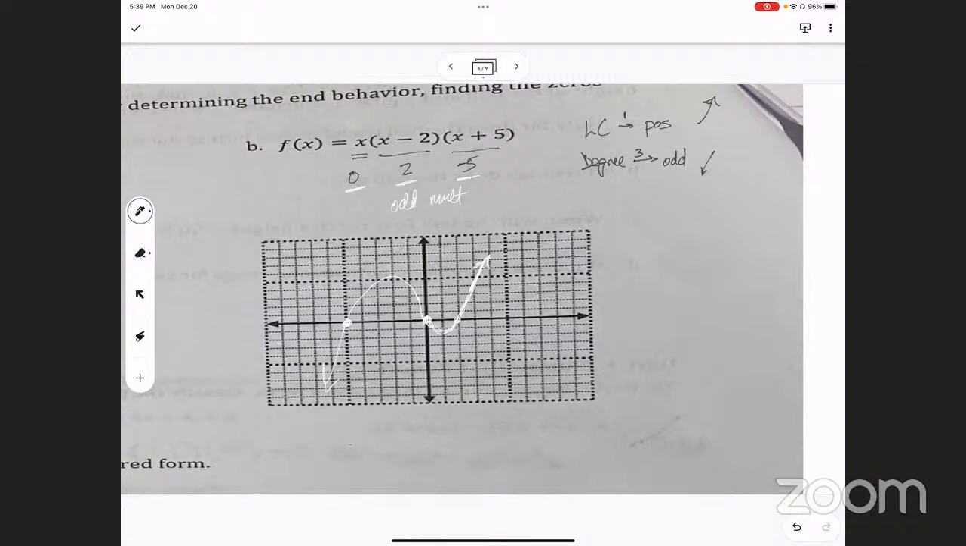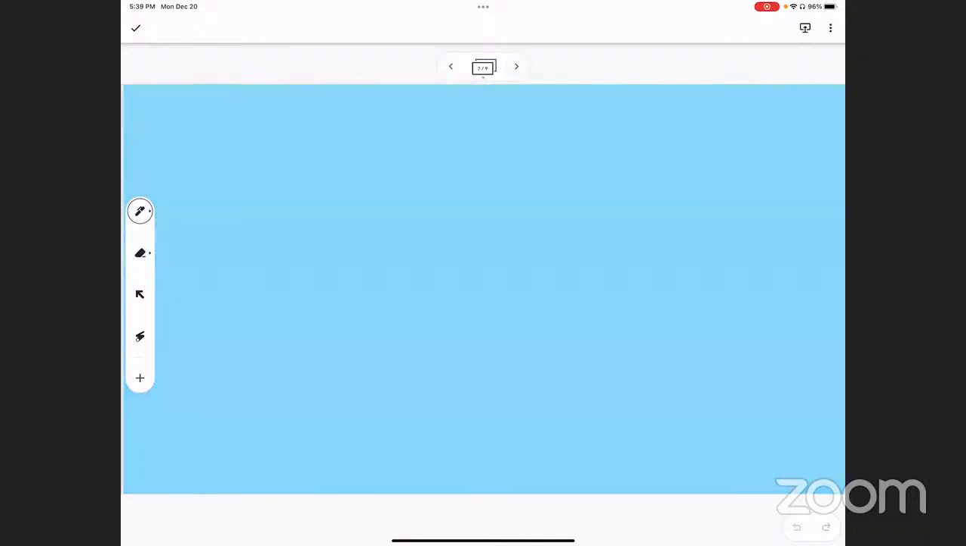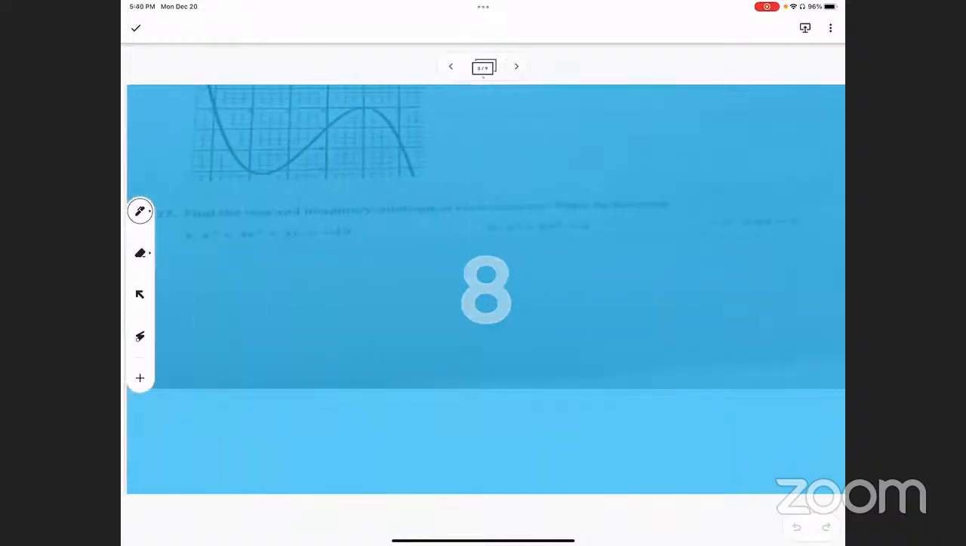And they don't want you to be too particular about how high and low it goes. That's for a different class. Okay, pretty simple. Awesome.